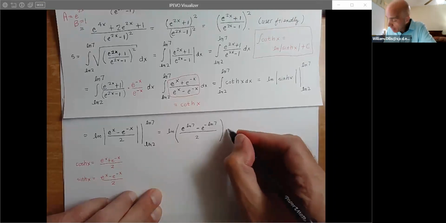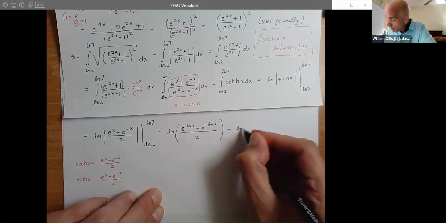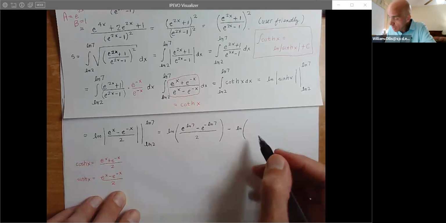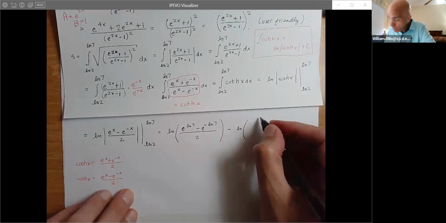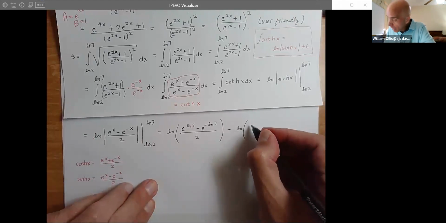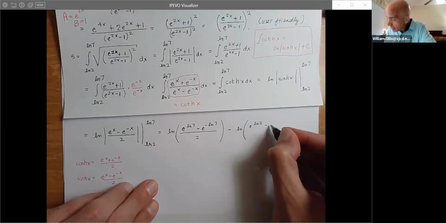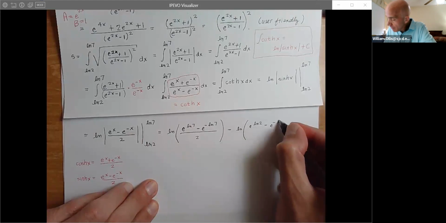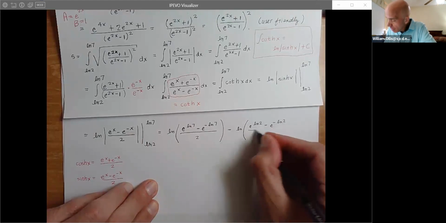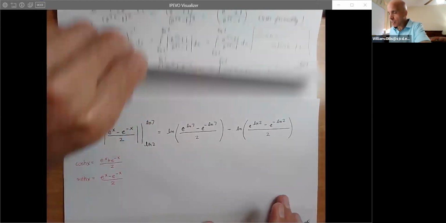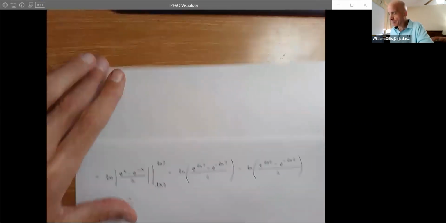And then we'll have minus natural log. Again, this is positive, so we can relieve ourselves of the absolute values on this particular interval. We'll have e to the ln 2 minus e to the negative ln 2, all divided by 2. Okay, so I'll move this up, and then we'll come back to it.